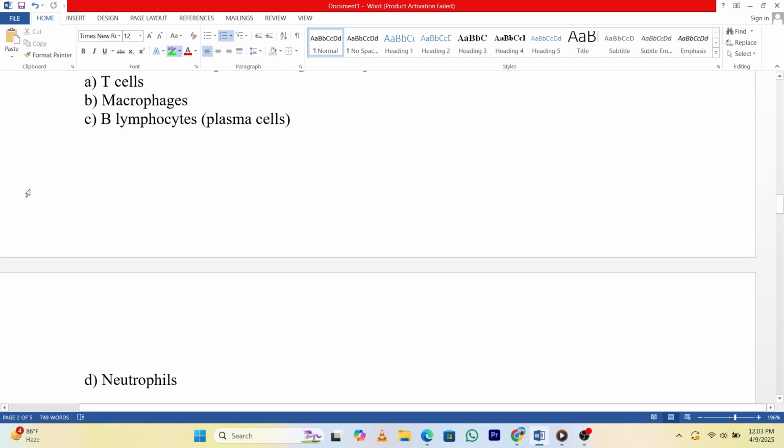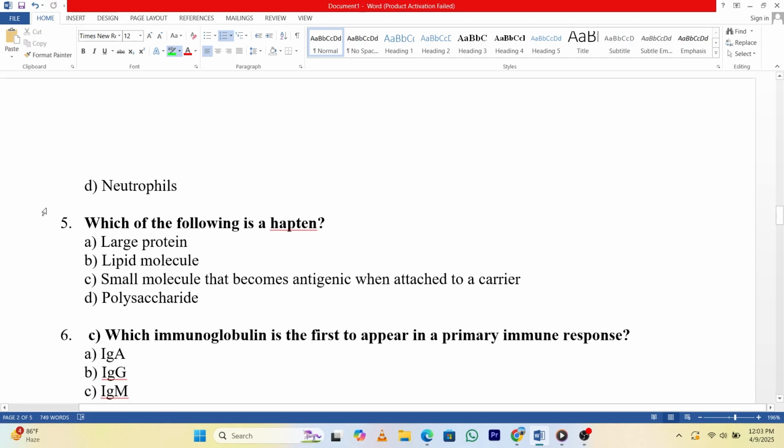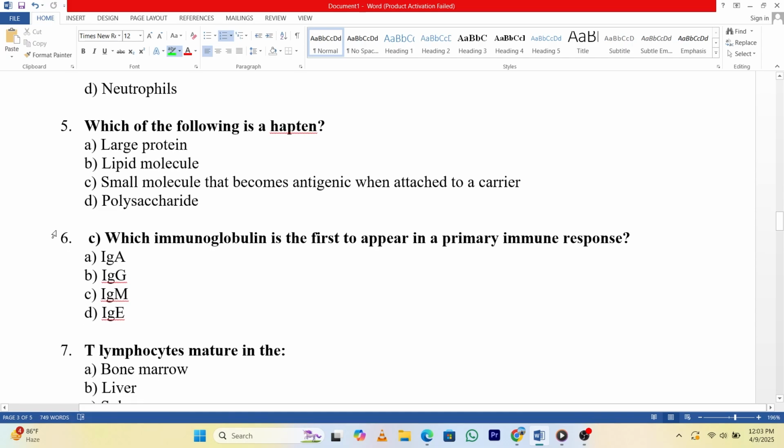5. Which of the following is a hapten? A. Large protein. B. Lipid molecule. C. Small molecule that becomes antigenic when attached to a carrier. D. Polysaccharide. 6. Which immunoglobulin is the first to appear in a primary immune response? A. IgA. B. IgG. C. IgM. D. IgE. Answer C.